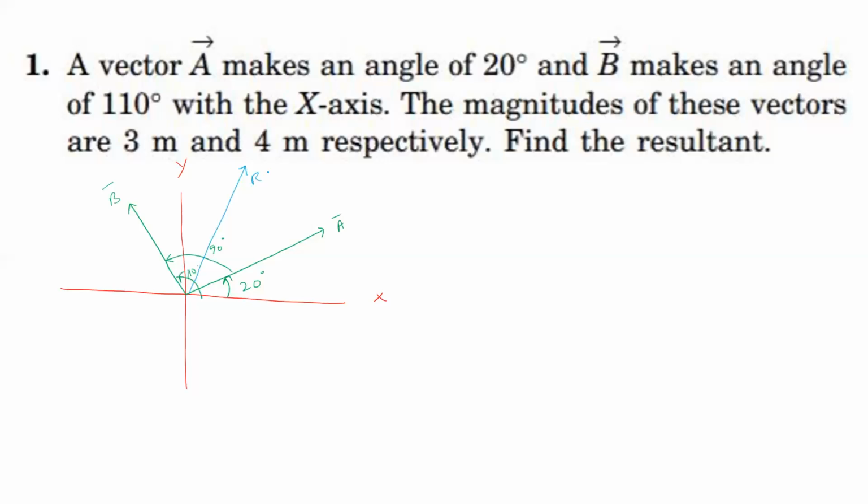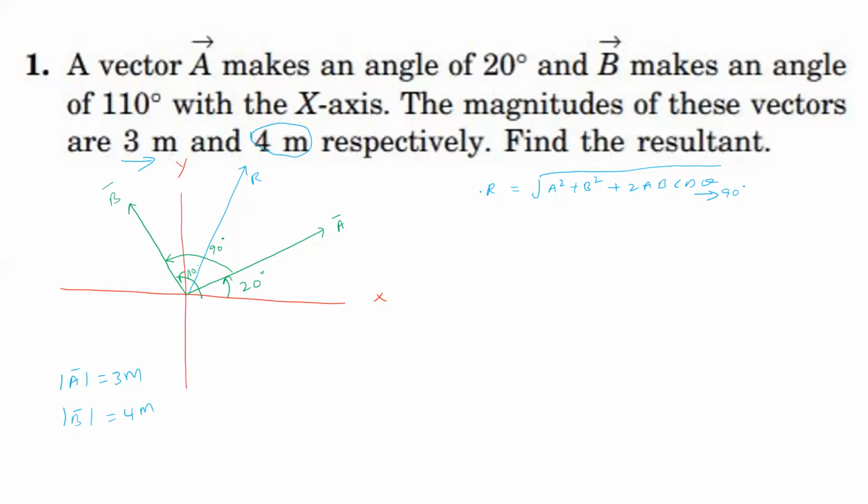To find the magnitude of the resultant, the formula is square root of A square plus B square plus 2AB cos theta. Here theta is the angle between the two vectors. Here theta is 90 degrees, so cos 90 is 0. The magnitude of A vector is given as 3. Mod of A bar equal to 3 meter is given, and mod of B vector is given as 4 meter.